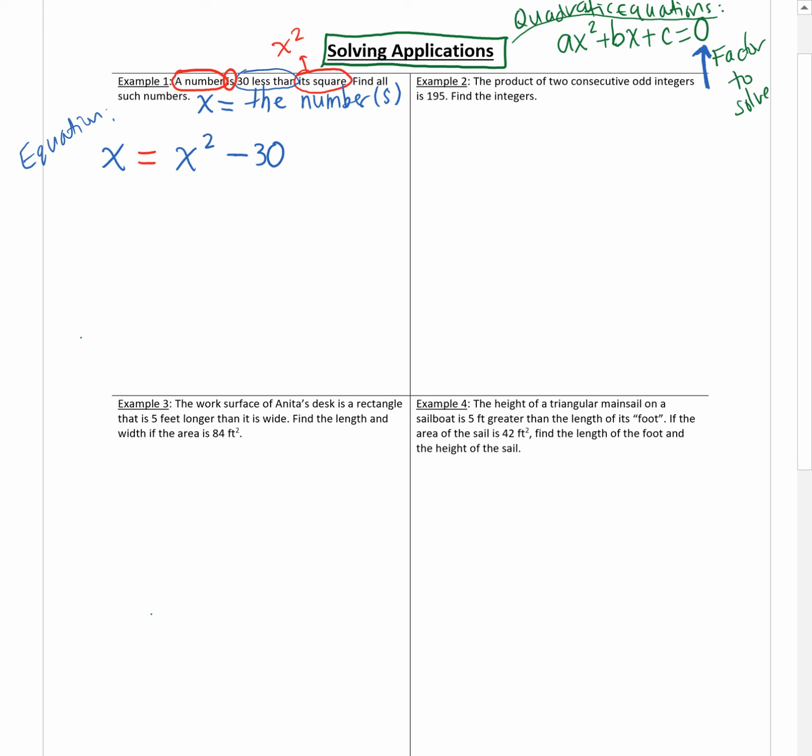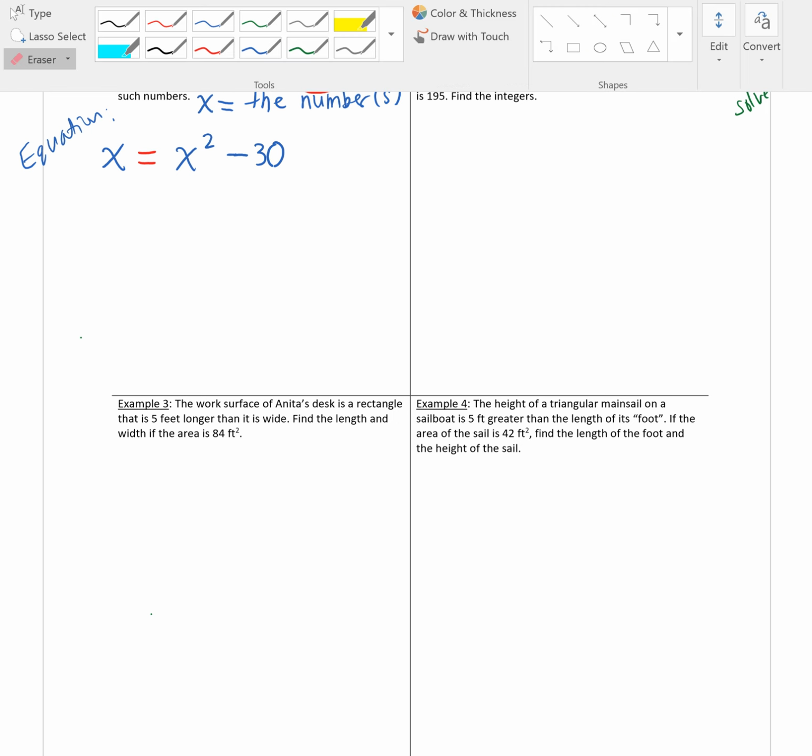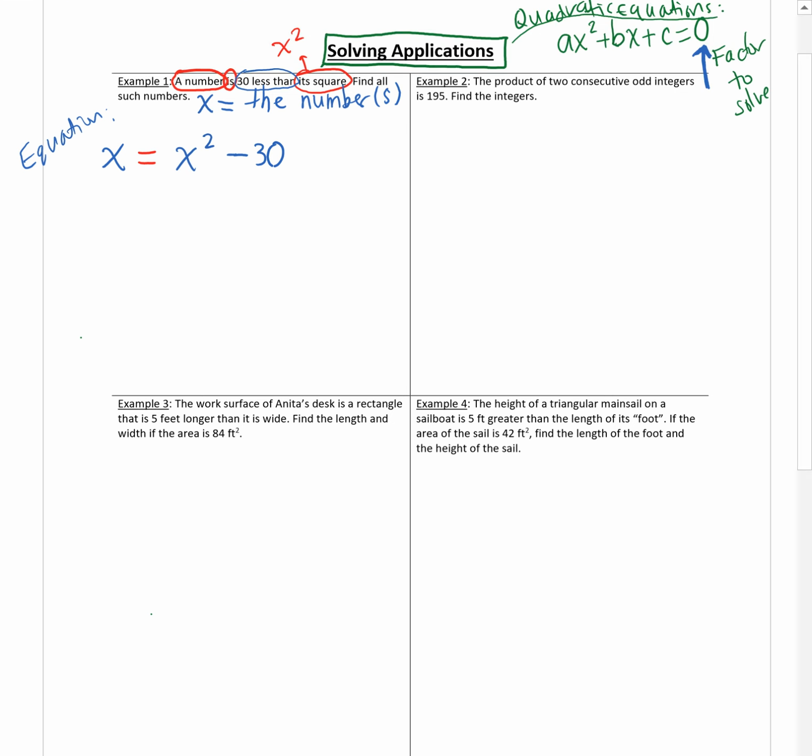A number, x, is 30 less than, okay, that means you're subtracting 30 from something, its square, which is the square of the number you're looking for. All right, I think this looks good. Now I want to solve this, but in order to solve this, you're going to have to factor. But before you factor, you have to make sure you have all your terms on one side.